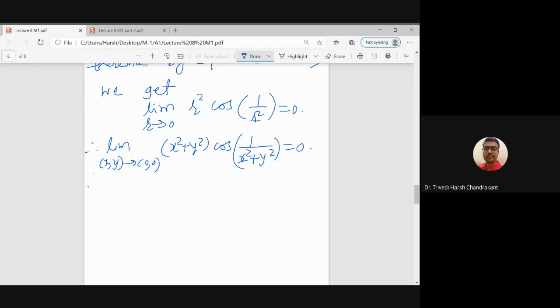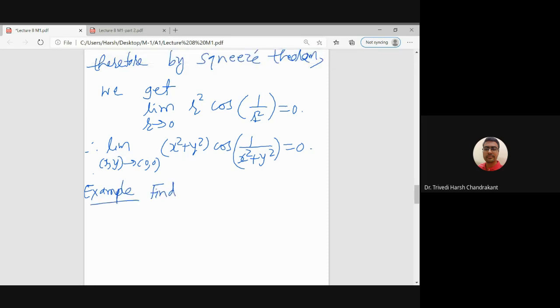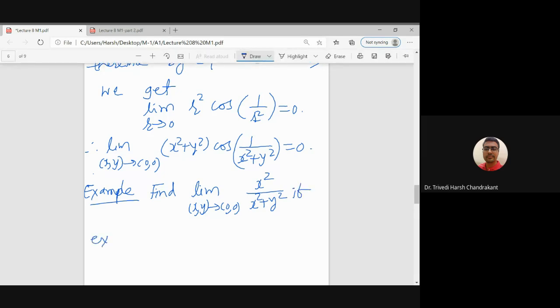But what if the limit is path dependent or something? How will it reflect in the polar coordinates? So let us see one such example where the limit does not exist. So find the limit as (x,y) approaches (0,0) of the function x² divided by x² + y², if it exists, using polar coordinates.